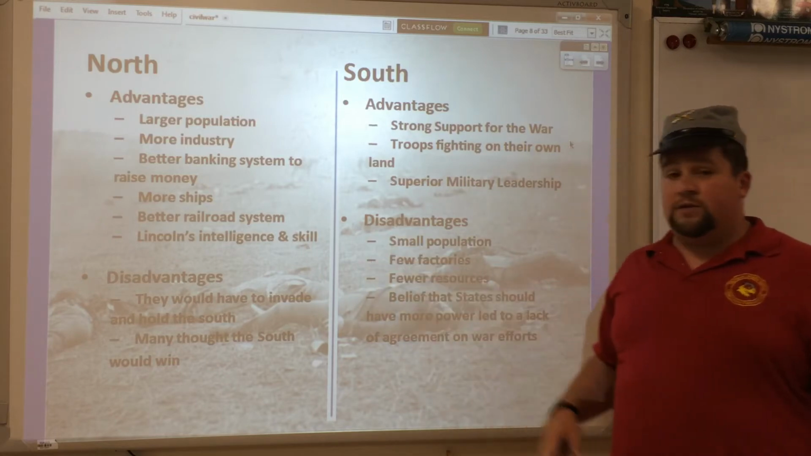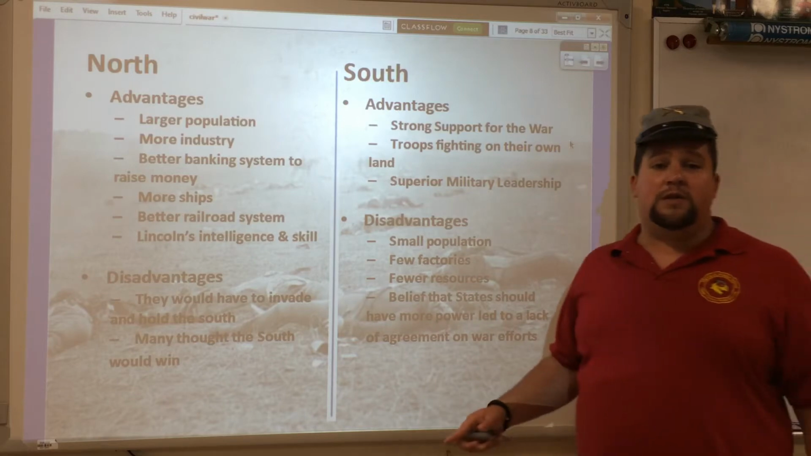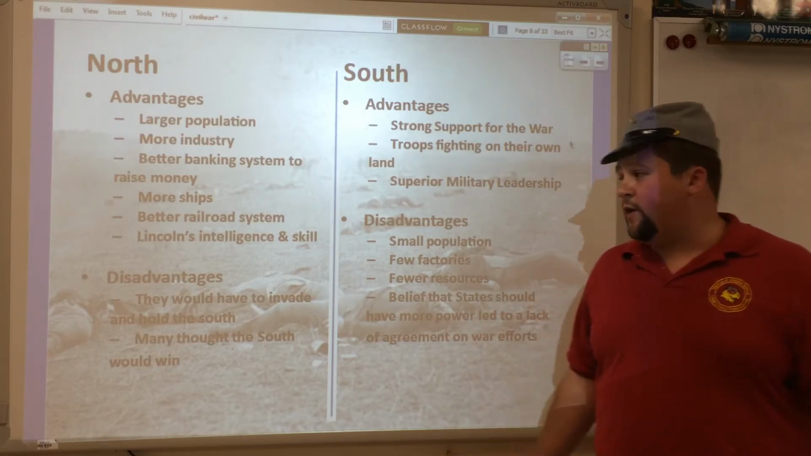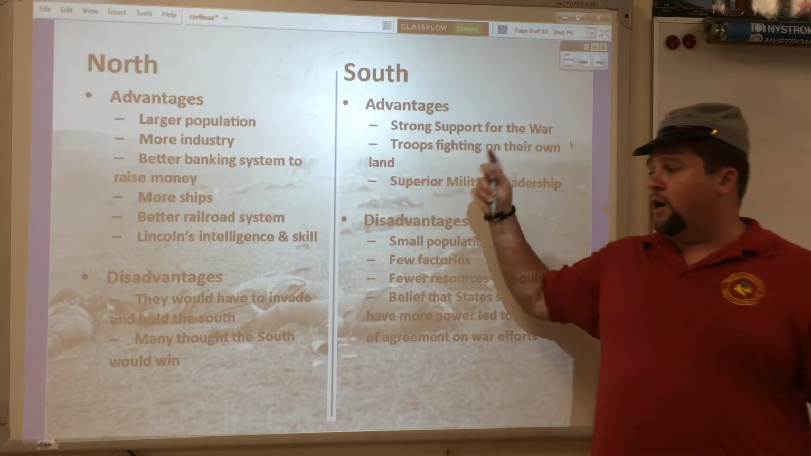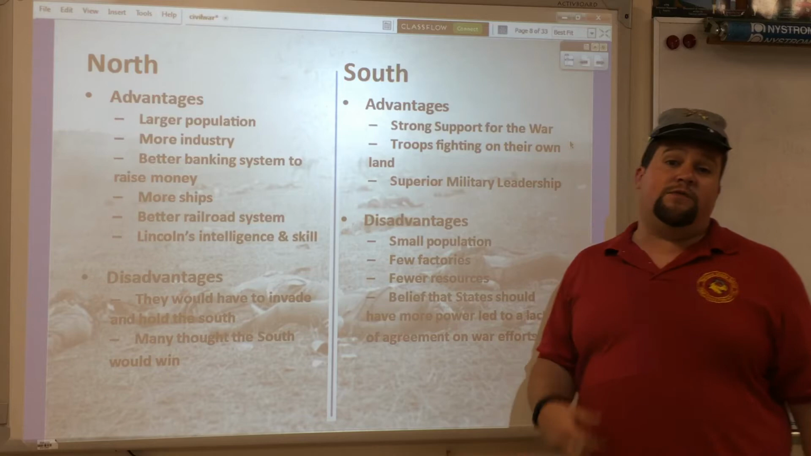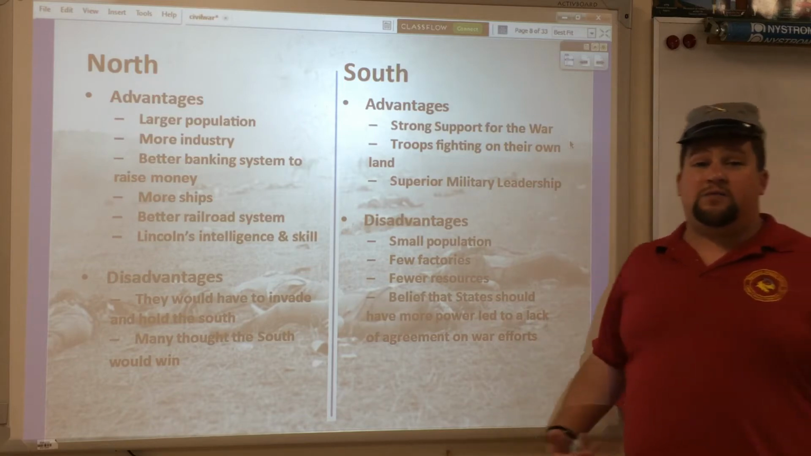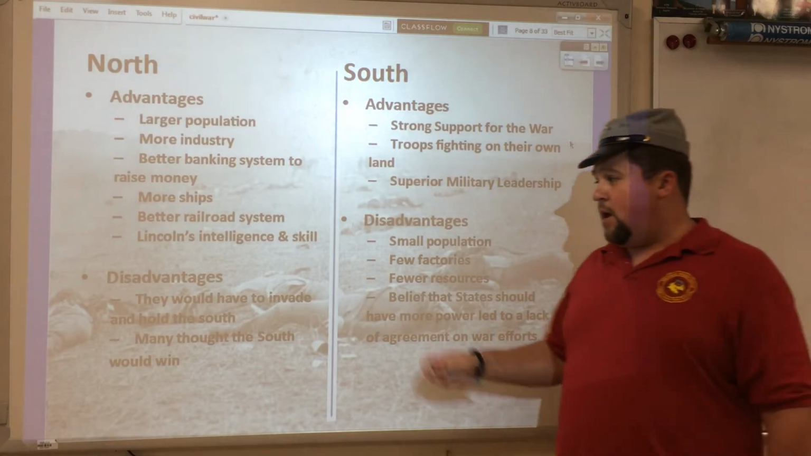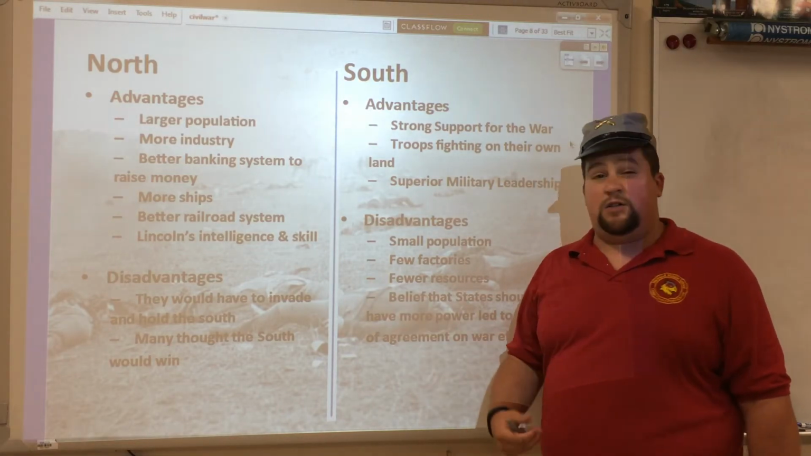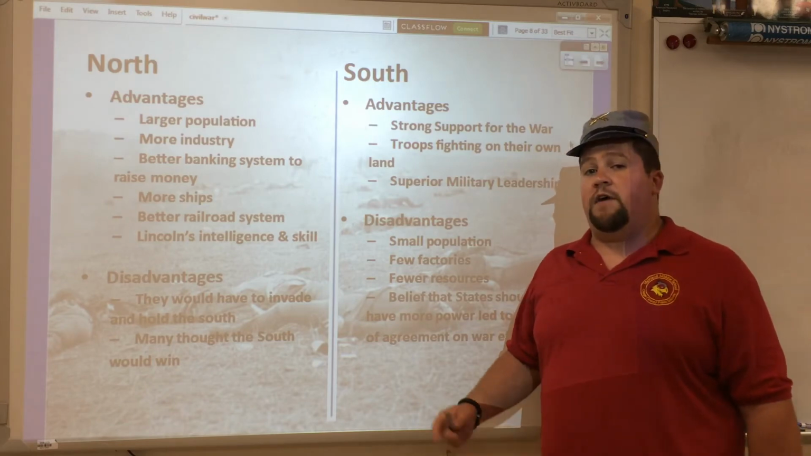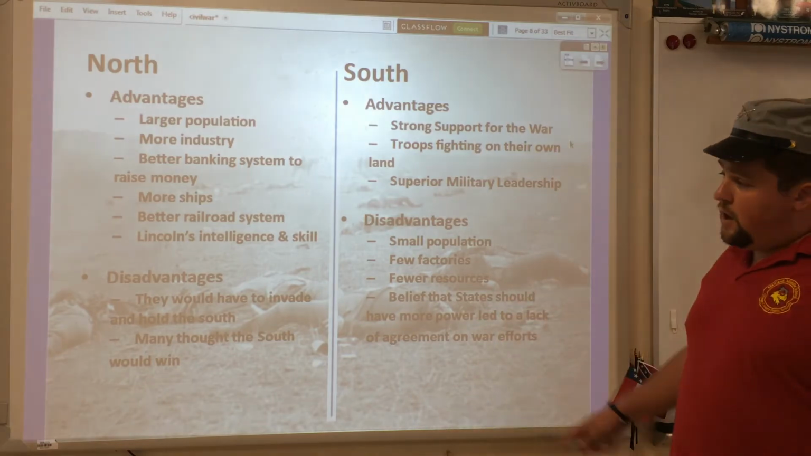They had the better railroad system, right? A majority of the railroads were in the North, and not only that, the railroads were much more interconnected in the North. This allows for the North to move troops faster and more strategically. It allows them to move goods and supplies, as well as weapons. So all those things are enhanced by this better railroad system. Also, guys, the North has Lincoln's intelligence and skill, something that shouldn't be underestimated when we talk about advantages and disadvantages of the North and the South.